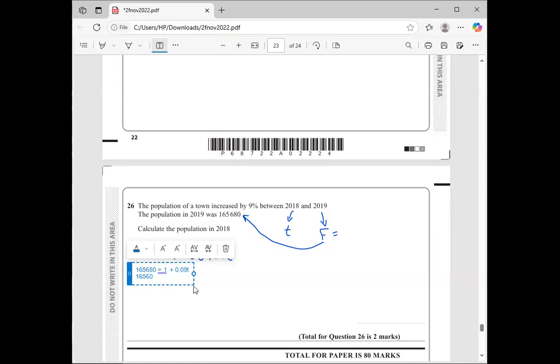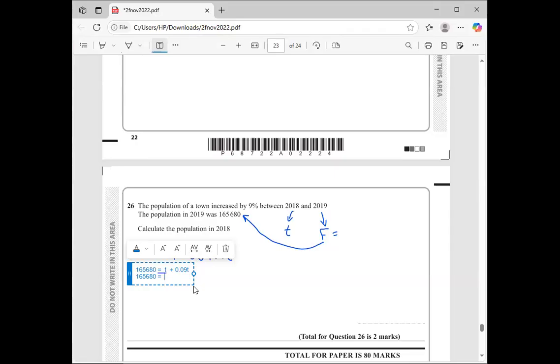I have T, and then I have plus 0.09 T. What should happen on that right-hand side? I want you to think carefully.